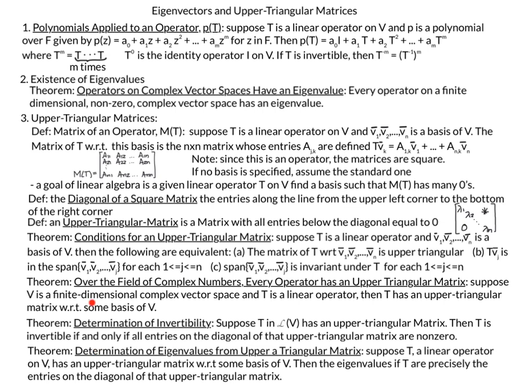So these last three theorems tell us that over the field of complex numbers, every operator has an upper triangular matrix, which means a good choice of bases will give us an upper triangular matrix, and the analysis of our transformation now becomes significantly easier. We can determine the invertibility just by looking at the diagonal, and we can determine the eigenvalues just by looking at the diagonal. This concludes our overview, so we're ready to take a closer look, and we'll start with polynomials applied to an operator.